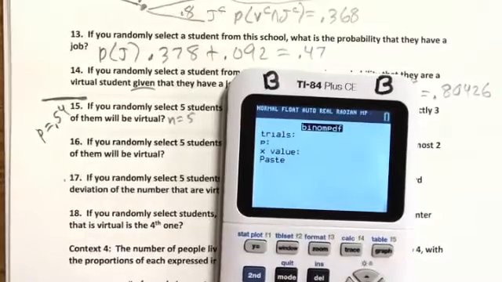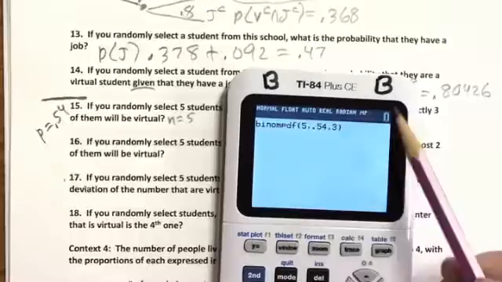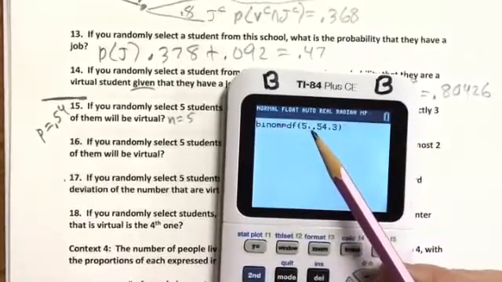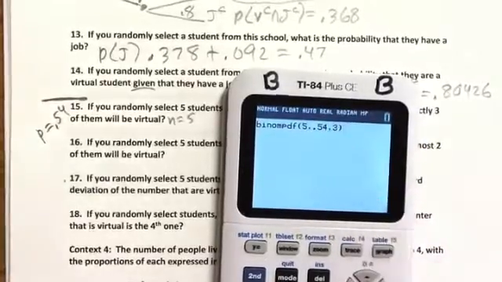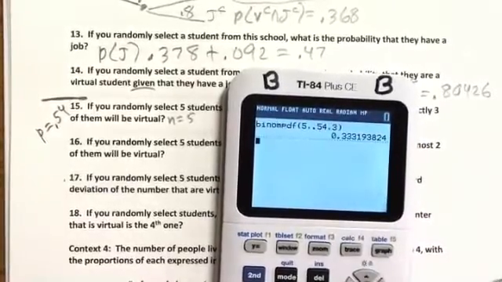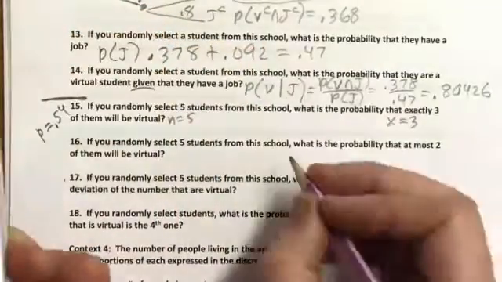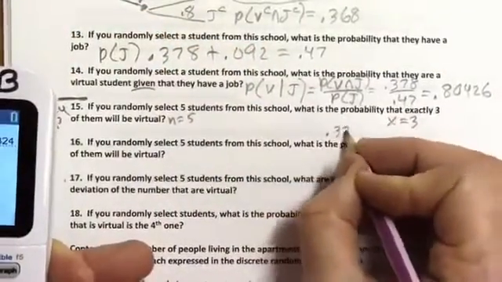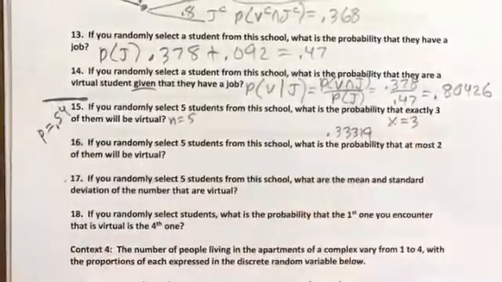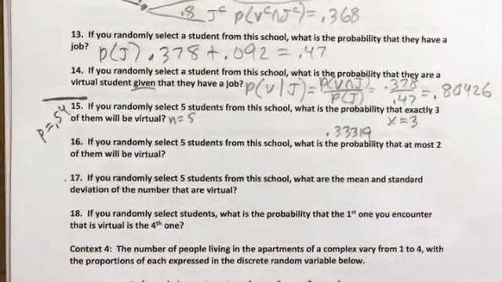Our number of trials is 5. Our probability of success is 0.54. And then X, our number of successes, is 3, like that. Some calculators will immediately take you to this screen and you just put 5, 0.54, 3 like that, hit enter, and there's your answer. That's it. So 0.33319. That's it.